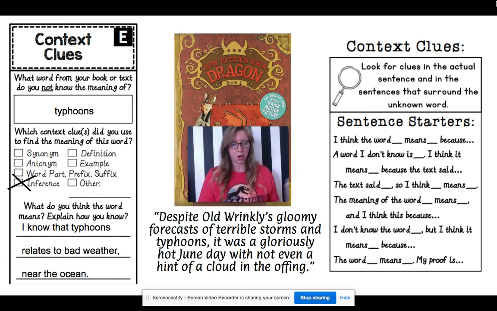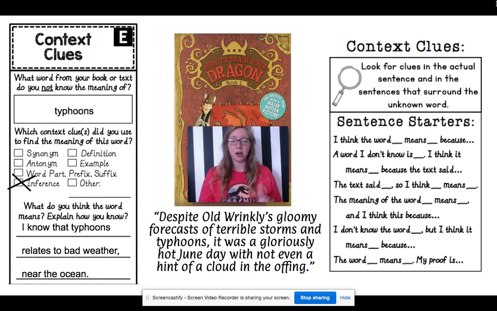So in How to Train Your Dragon, I just took a little part from page 105, and I'm going to read it for you really quickly right now. Despite old Wrinkly's gloomy forecast of terrible storms and typhoons, it was a gloriously hot June day with not even a hint of a cloud in the offing.